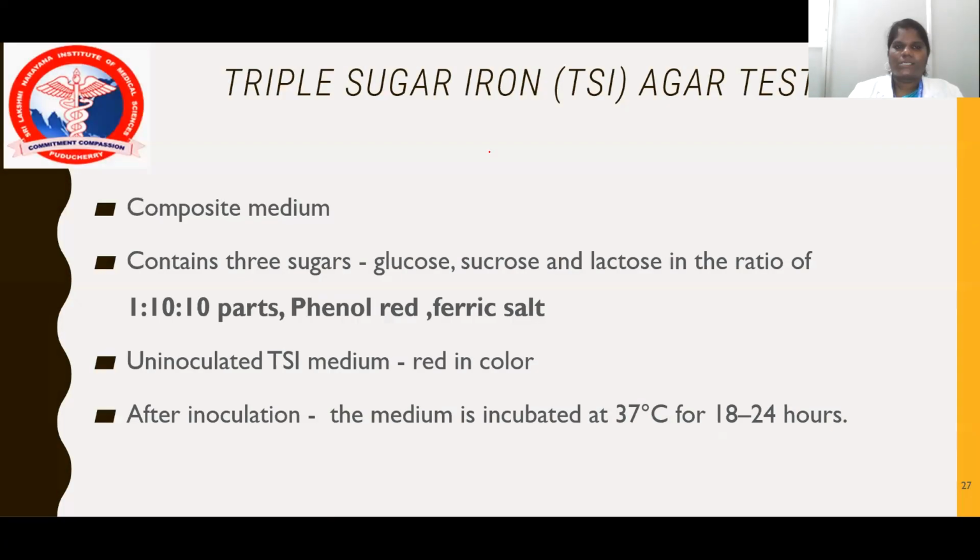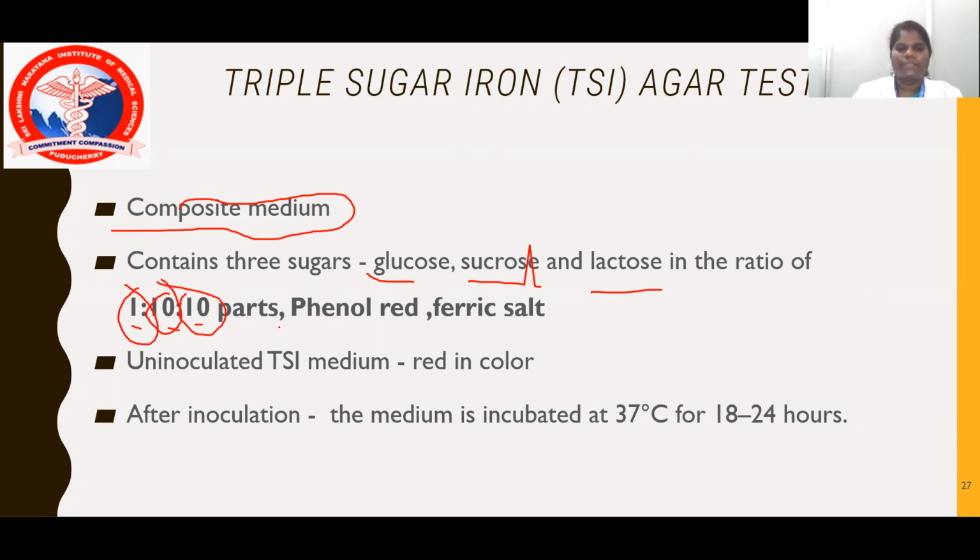And coming to the next test, the triple sugar iron agar test, it can be asked as a 2 marks question. It's a composite media and it contains glucose, sucrose, and lactose in the ratio of 1:10:10. One part of glucose, 10 parts of sucrose, 10 parts of lactose. Along with that, we have phenol red and a ferric salt.